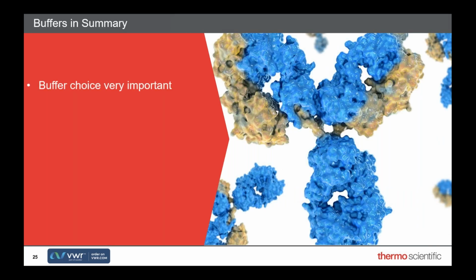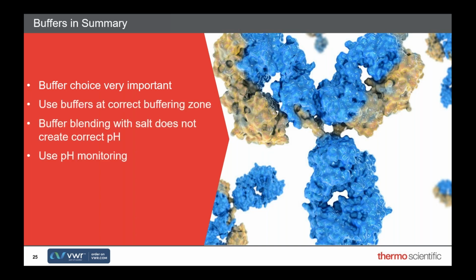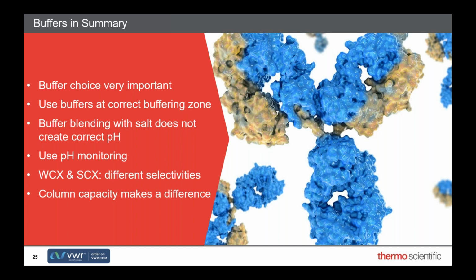So let's just take stock. What have we learned about the buffers? Well, the buffer choice is very important, and as we've already said, we recommend the zwitterionic buffers such as CX1. And it's important to use buffers in their correct buffering zones. It's important to remember that buffer blending with salt does not work to create the correct pH. And ideally, you should use pH monitoring if possible after the column during method development. And of course, the column type does make a difference. WCX and SCX columns can have different selectivities, and the individual column capacity we've shown can make a difference too.